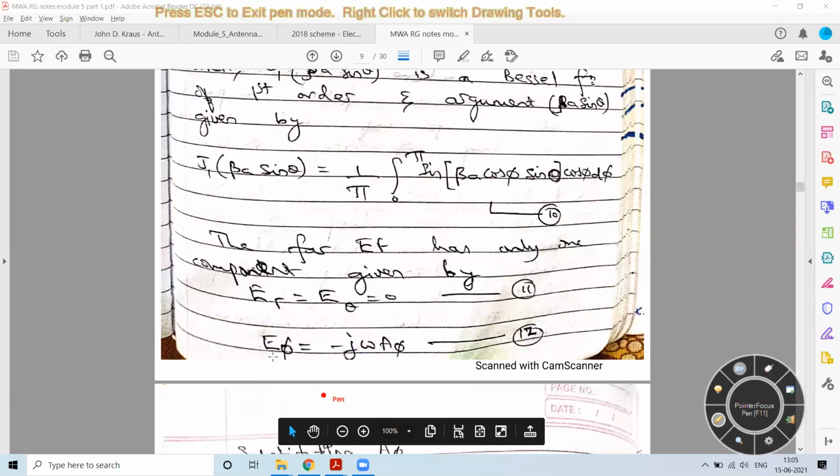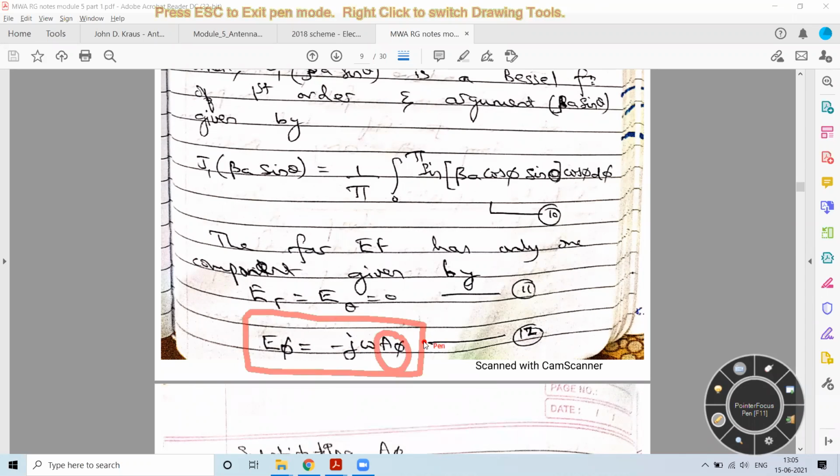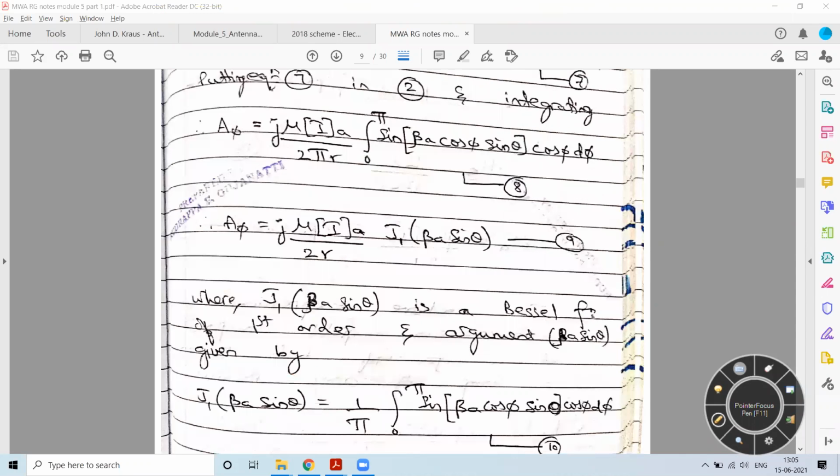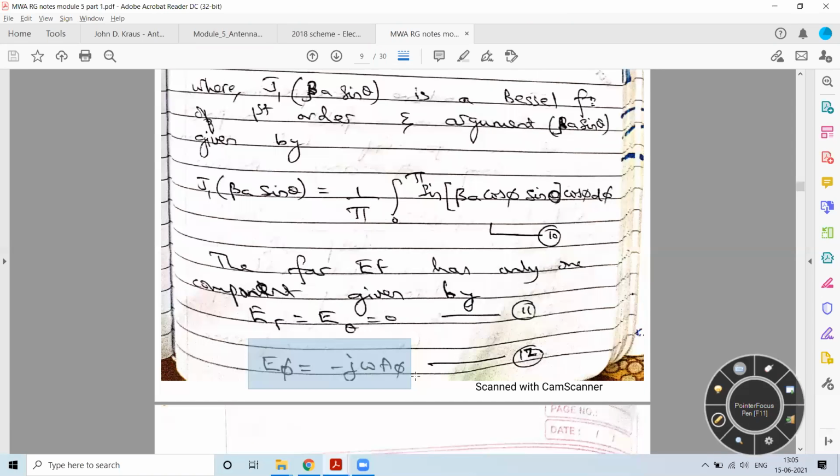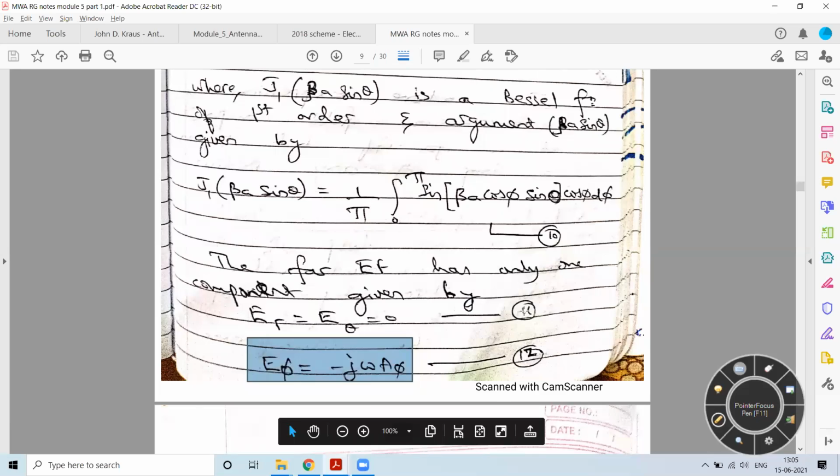In the previous discussion we had observed that E phi is equal to minus j omega A phi. So we obtained the value of A phi. Now we consider A phi and substitute it in this equation to obtain the phi component of the electric field.